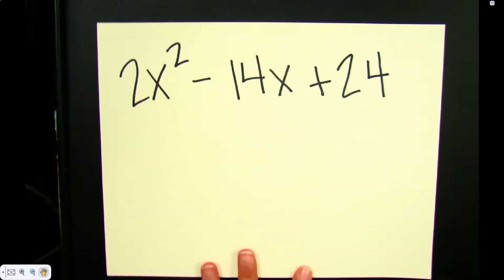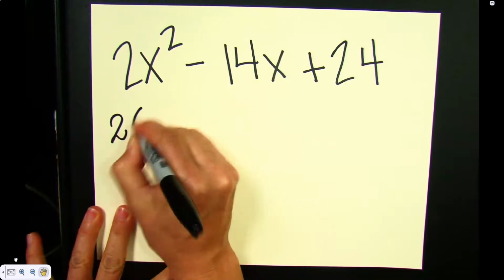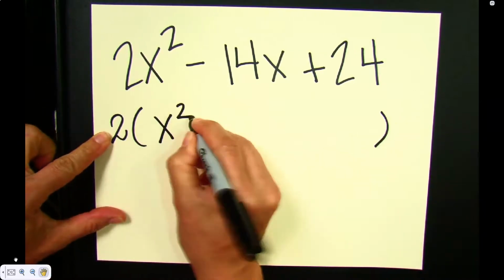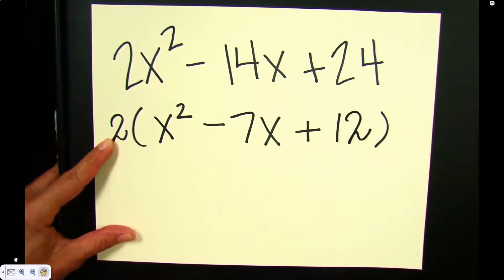Let's go ahead and take a look at this example. 2x squared minus 14x plus 24. First of all, every single number is even, which means there's a GCF here. I know I can factor out a 2. So let me go ahead and divide this out. Okay, we have factored out a 2 here.